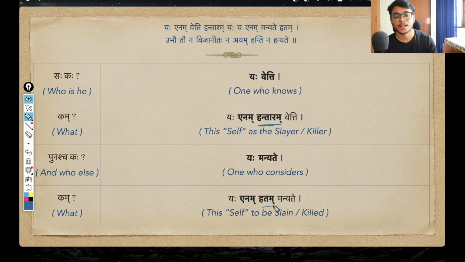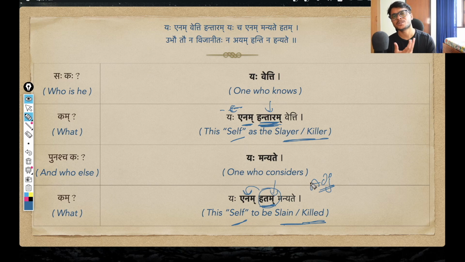And just as I pointed out for this word hantaram, this hatam also is not an adjective. This also is an objective complement of this enam. Okay, there is a difference because you can see how I place them. When I place the adjectives with the noun or the pronoun, I always place the adjectives before this noun or pronoun, right? We always place the adjective before. Sundaraha balakaha, a beautiful boy. But see here I am placing the complement afterwards. That enam hantaram, the self as the slayer or the self as killed or to be killed in that sense. Let us see what is the difference here.